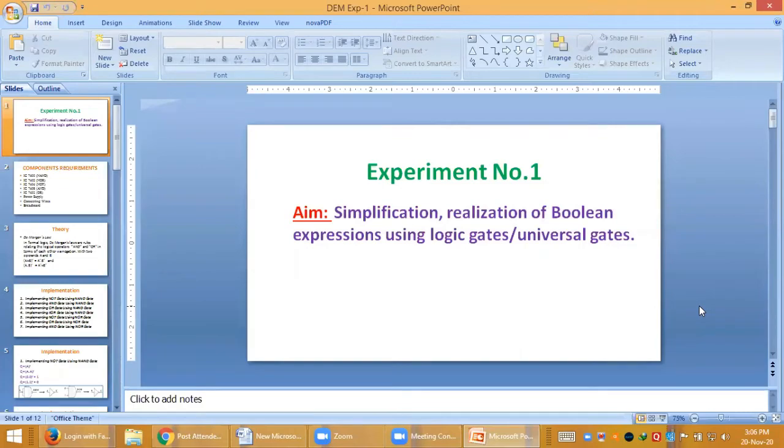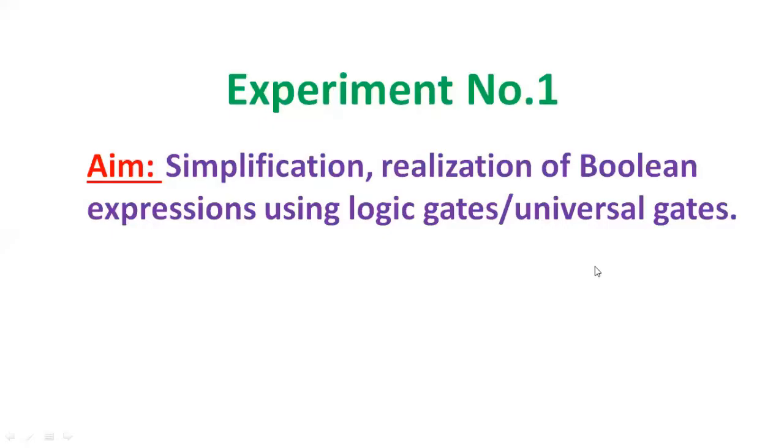Are you seeing experiment number 1 here? Yes, sir. Okay. So our experiment number 1 is simplification and realization of Boolean expressions using logic gates or universal gates. In this experiment we are going to implement basic gates using universal gates. You can implement any logic expression using basic gates also.